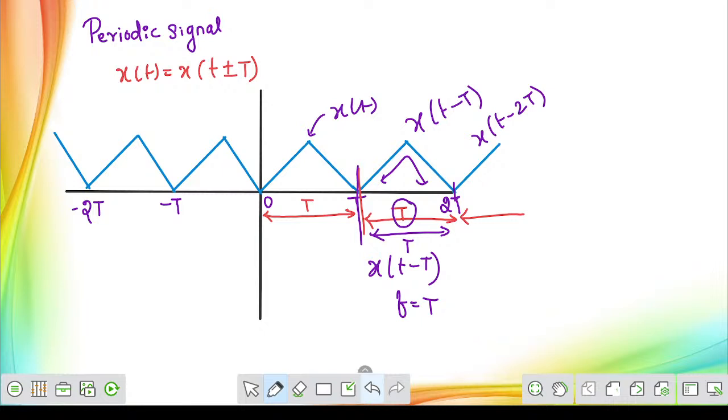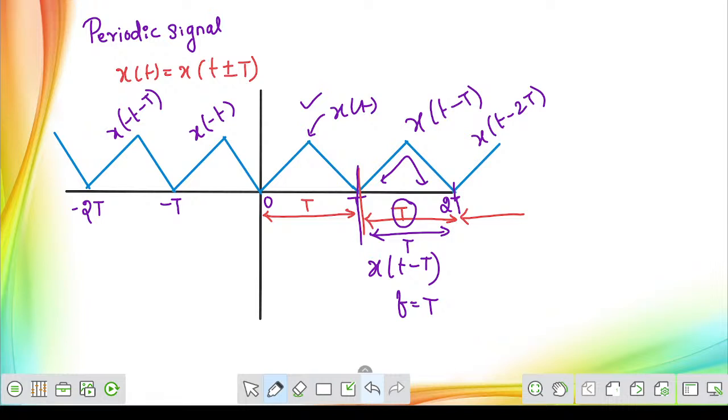Now, if you are observing the left hand side, this is x of t, and this is going to be x of t plus T, I can say. And here this one starts at minus T, so this can be written as x of t plus T only. So on the left hand side, it is also repeating its nature.